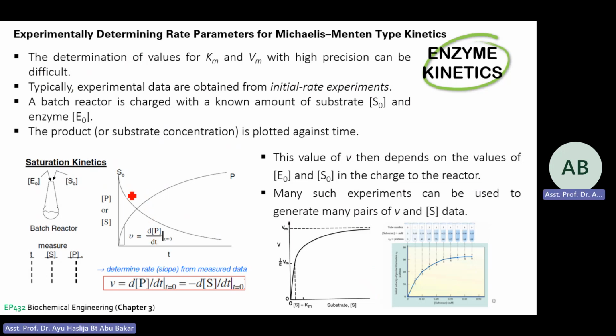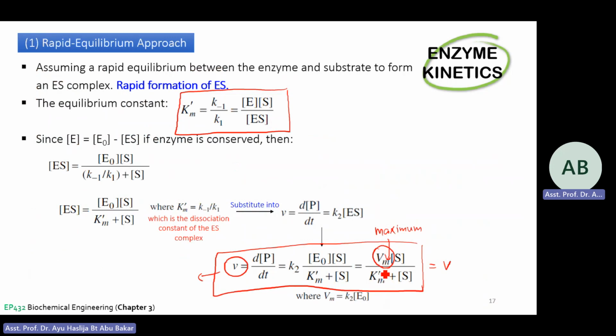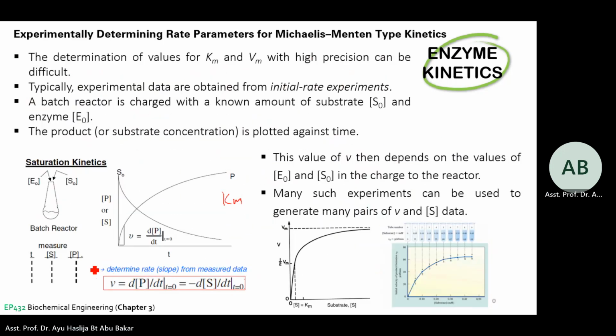Usually the question will give you the substrate value over time. Then you will need to plot the graph. From the graph plotted, you will find the Km value and the Vm value in this equation. With the substrate and product data, you will need to plot either substrate over time or product over time. Later we'll do an exercise, then you will understand more.